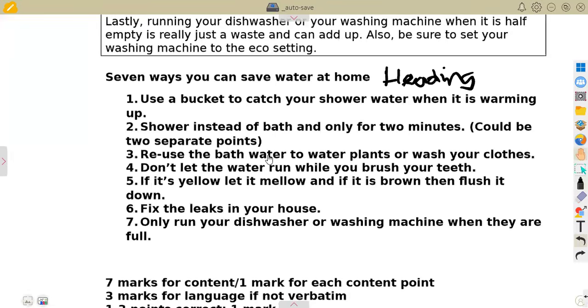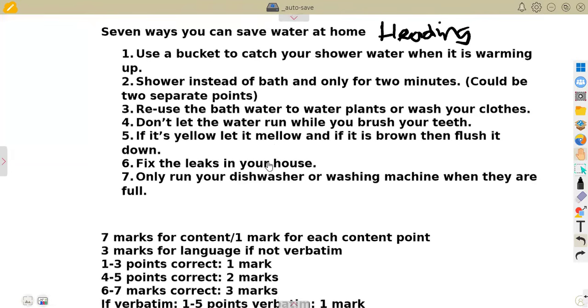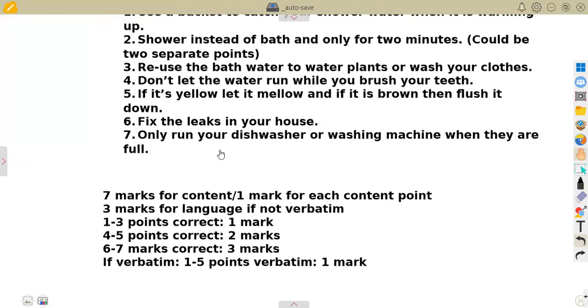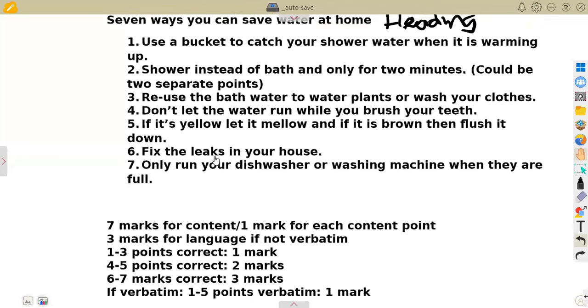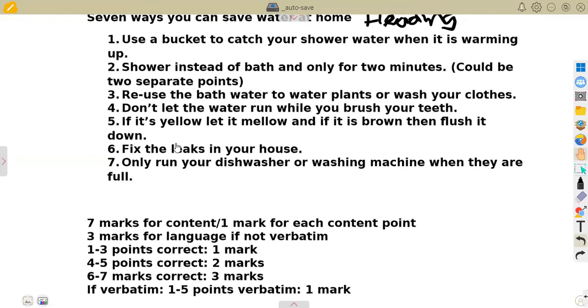And then I want us to check the other aspects. Don't let the water run while you brush your teeth is an aspect that you are covering. We have covered it, and we are saying you must close your taps at all times and only open it when you are to rinse now your toothbrush and your teeth. And an aspect number 5, point number 5: if it's yellow, let it mellow, and if it's brown, then flush it down.